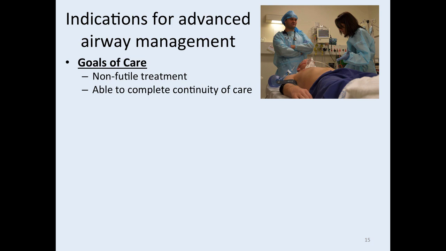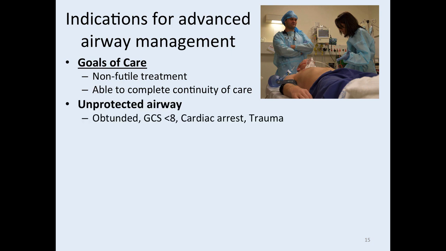So in New Zealand, we're very good about estimating the correct continuity of care for these patients. If you do intubate or provide advanced airway care for someone who is unlikely to benefit from it, you should be prepared to extubate them. An unprotected airway is the classic test answer. They're obtunded, they have a GCS less than 8, intubate, right?